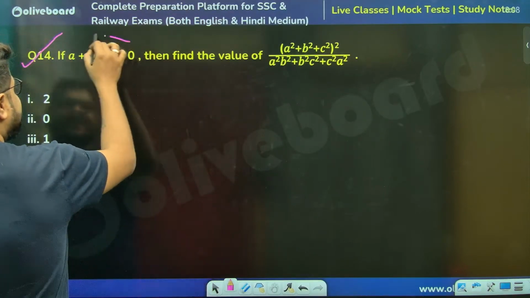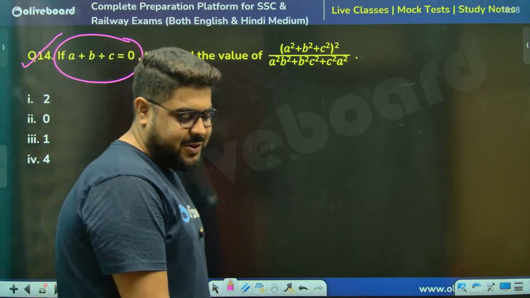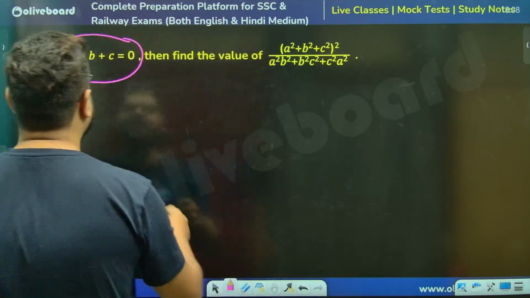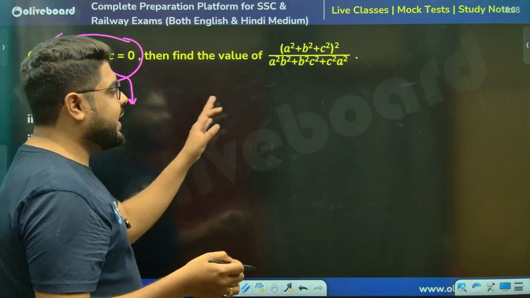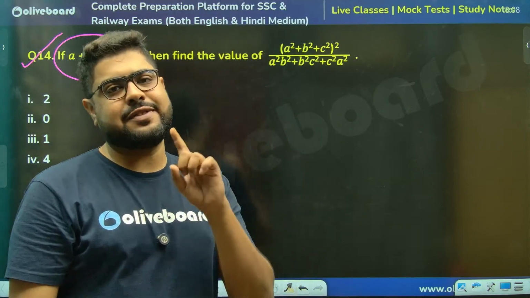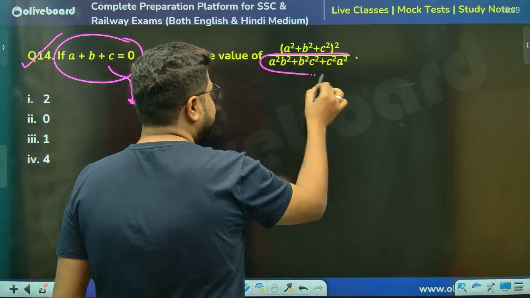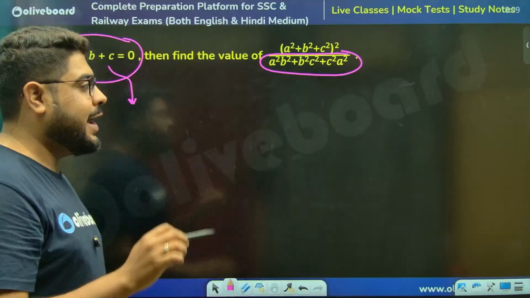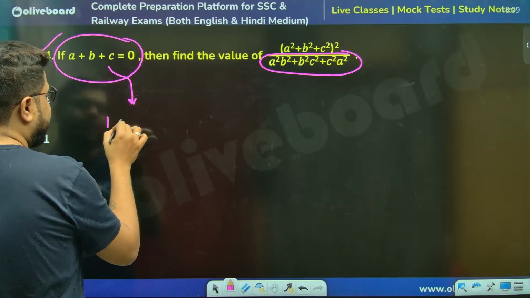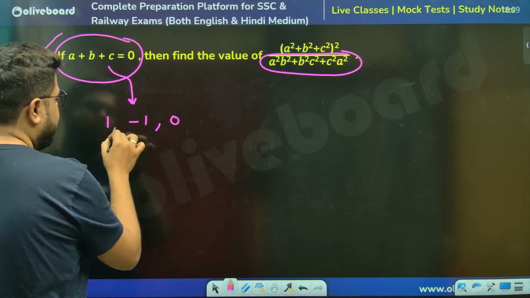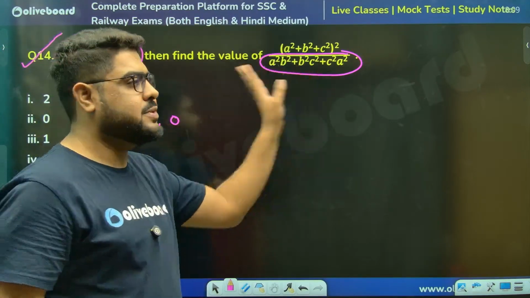Sir, A plus B plus C is 0. How to think about this? I told you, sir, there are multiple options, but please make sure whichever option you are picking, the denominator must not be zero. I'm just putting values. The easiest option is 1, minus 1, 0. So if you are using this, is it 0? No, sir. I can use that.